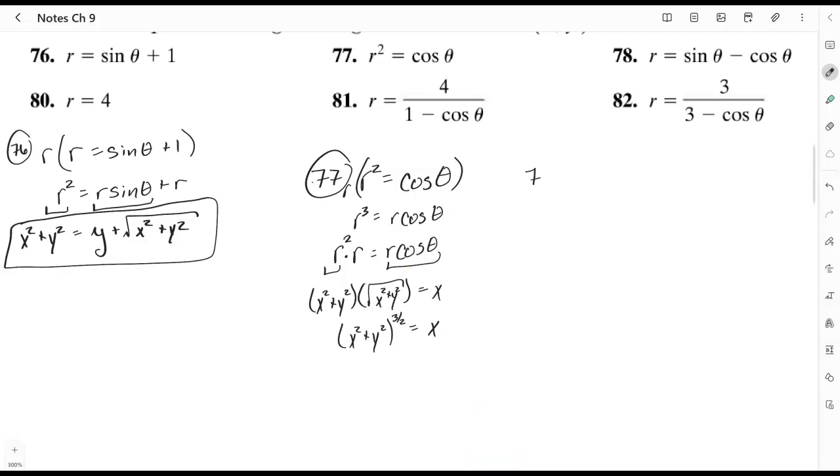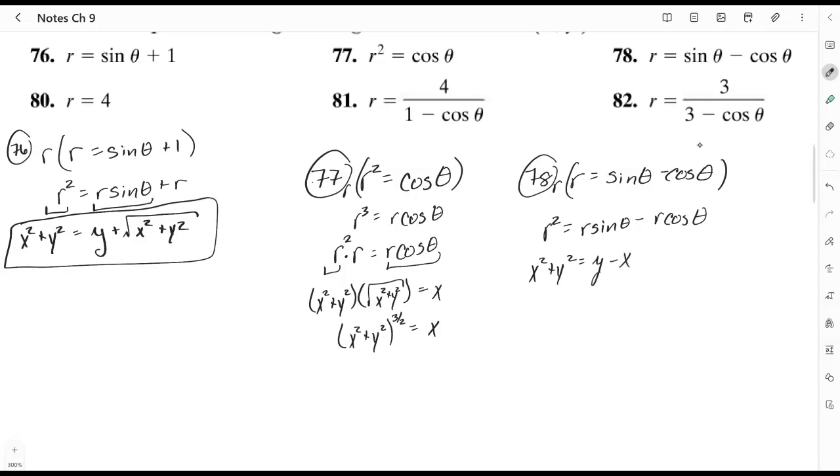Let's do one more. Let's look at 78. We have r is equal to sine of theta minus cosine of theta. So if you think about what your first step's going to be, we're going to multiply everything by r. So we're going to have r squared equals r sine theta minus r cosine of theta. So x squared plus y squared is equal to y minus x. And this guy almost is going to be a circle.